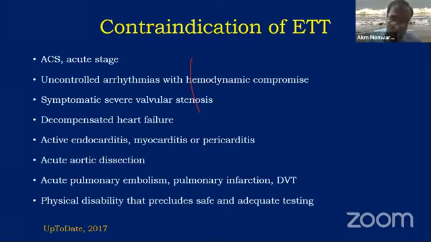Symptomatic severe valvular stenosis, decompensated heart failure, endocarditis, myocarditis, pericarditis, aortic dissection certainly, and acute pulmonary embolism, pulmonary infarction, DVT. And if a person is not capable of doing ETT, that is, having a physical disability, he may not have a leg, so ETT cannot be done in those patients. Sometimes a bicycle ergometer can be used in modified form.